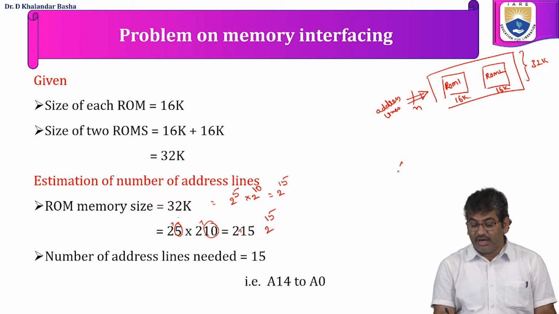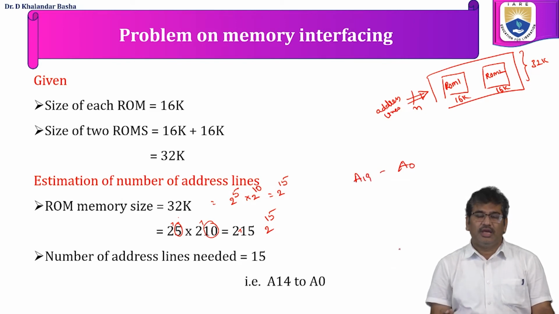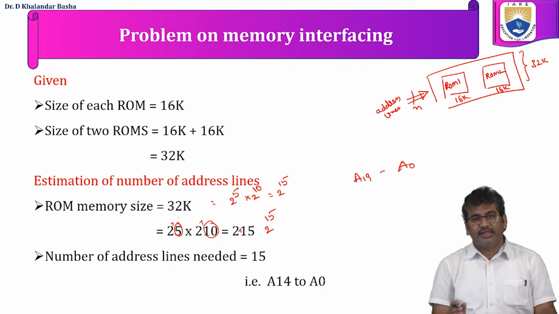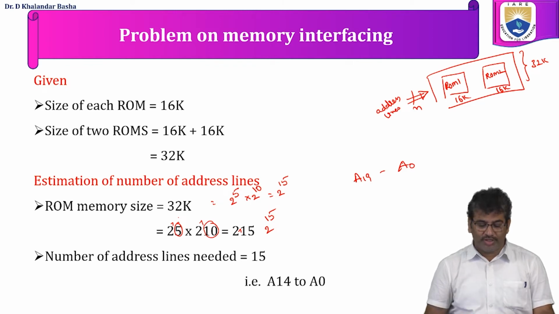So out of the address line space from A0 to A19, we will take the lower 15 address lines, that is from A0 to A14, which are the 15 address lines required. The remaining address lines, that is A15 to A19, are not required for accessing this. So those address lines we can use for decoding purpose.